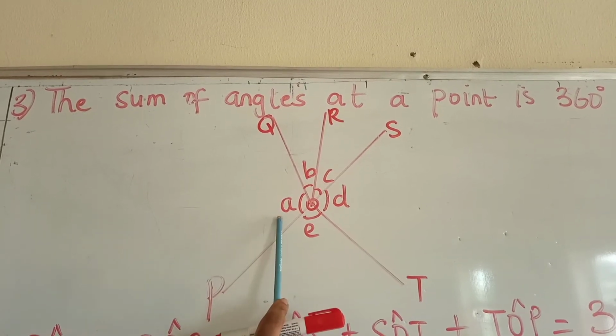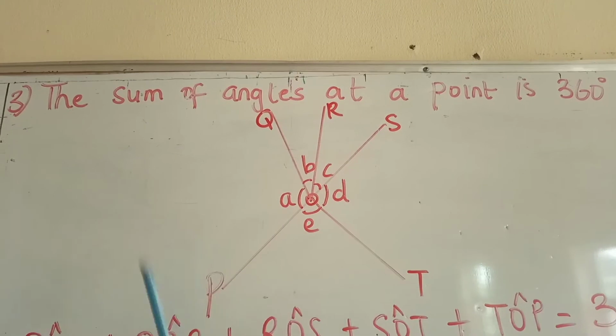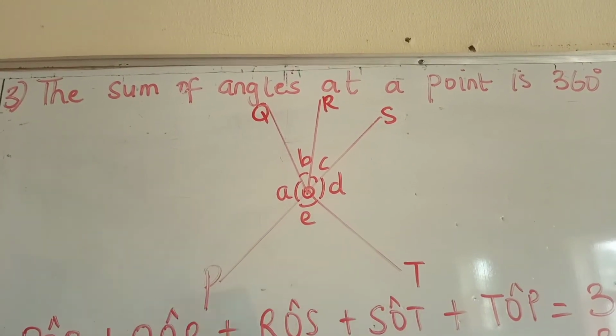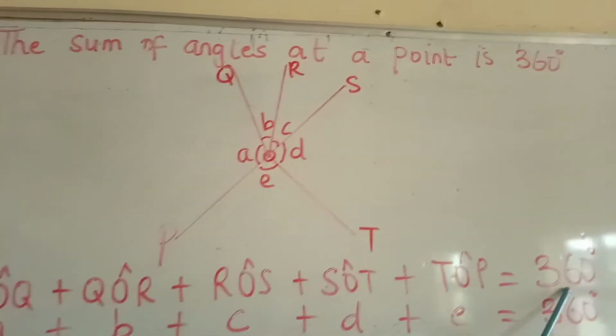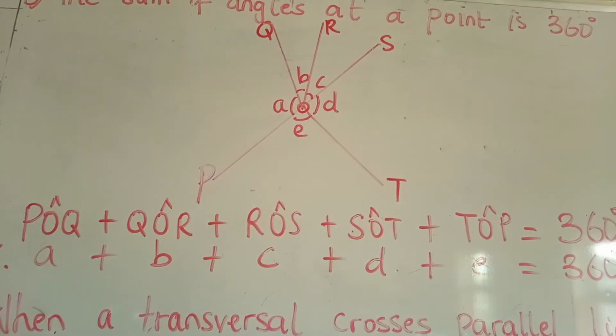An instance is whereby an angle is given here, like 20 here, 30 here, 40 here, 50 here, and you are asked to get this angle, which is unknown. What are you supposed to do? You have to add all these angles and equate them all together to 360 degrees. From there, you solve. That is just the essence of all this.